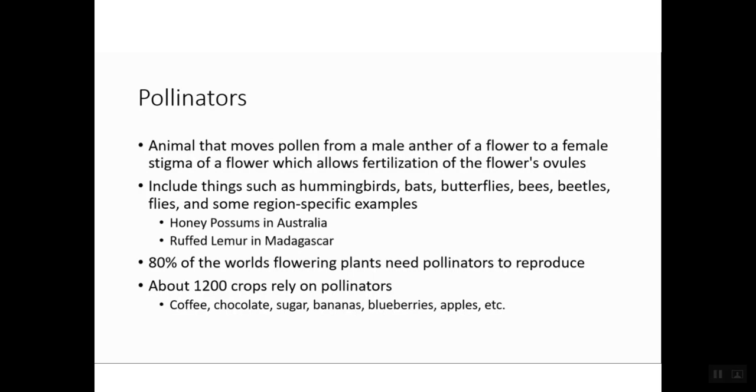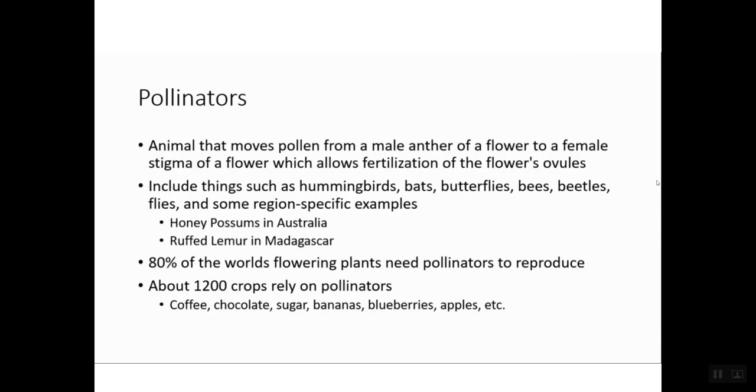They're pretty interesting. There are honey possums in Australia. They're these tiny little possums that actually just crawl up on the flowers and drink the nectar out of them. And then there's a lemur in Madagascar that helps fertilize some of the plants there. 80% of the world's flowering plants need pollinators. So they are pretty important.